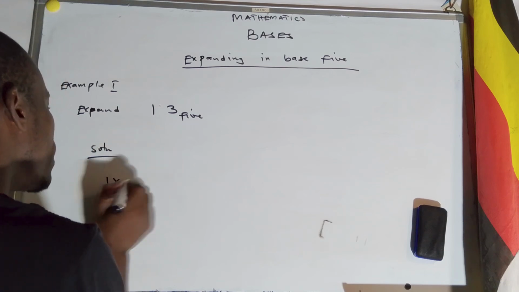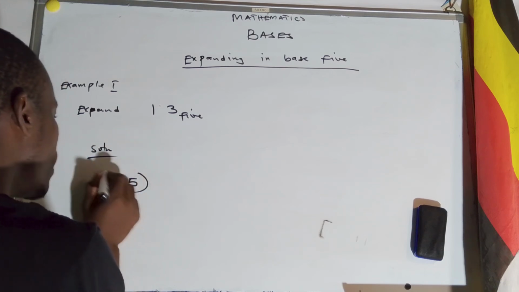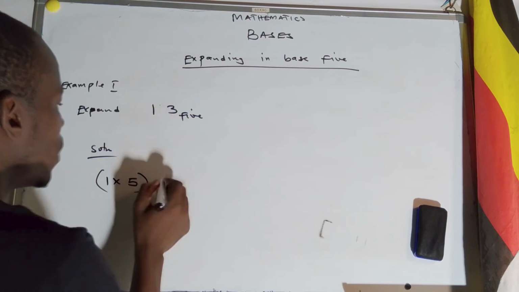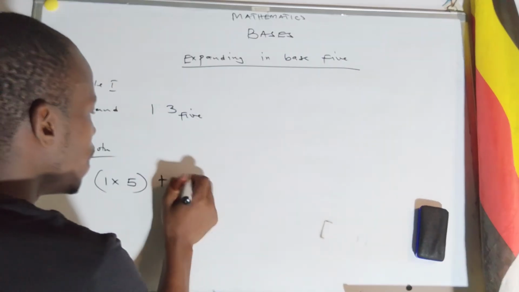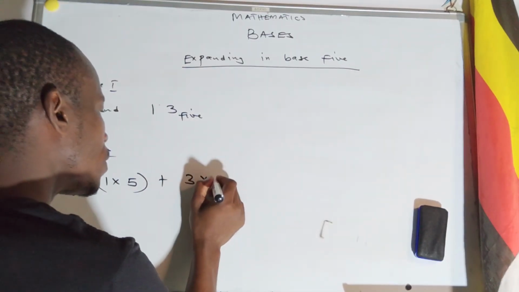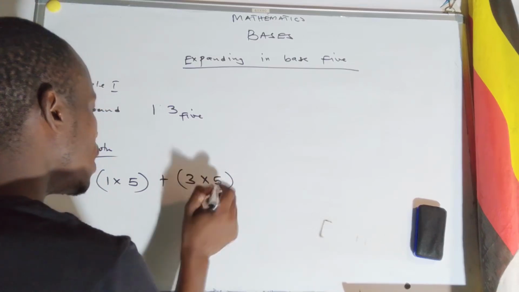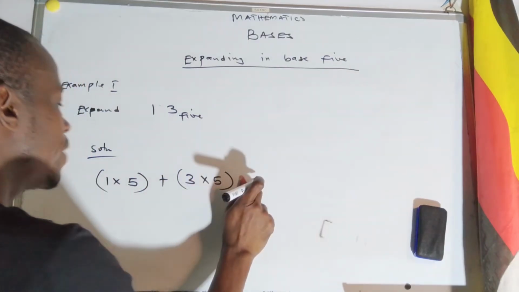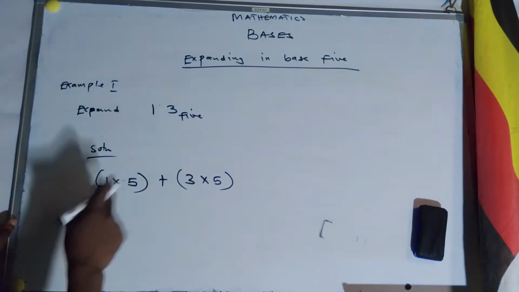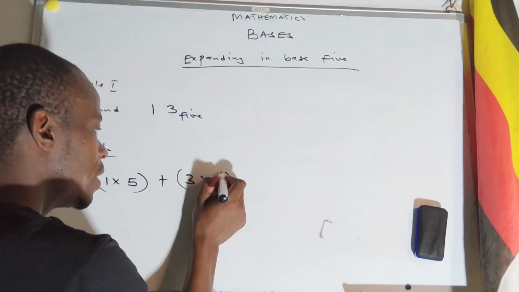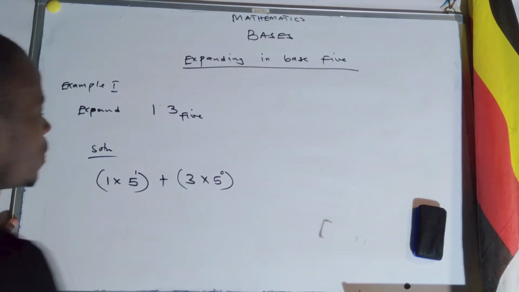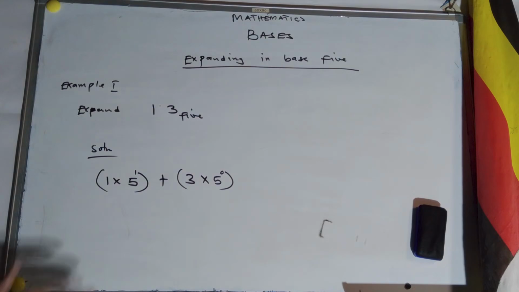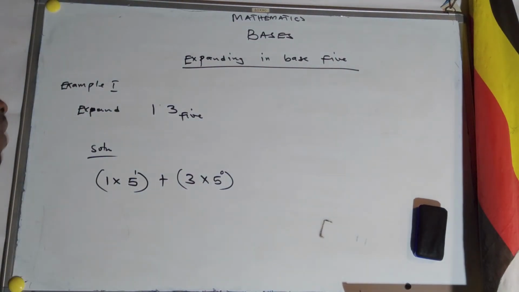Start 1 times base 5. 5 is the base plus 3 times 5. And after that, then you give them power, starting from this left side coming to the right side. We start with 0, 1. That's how I expand in base 5.